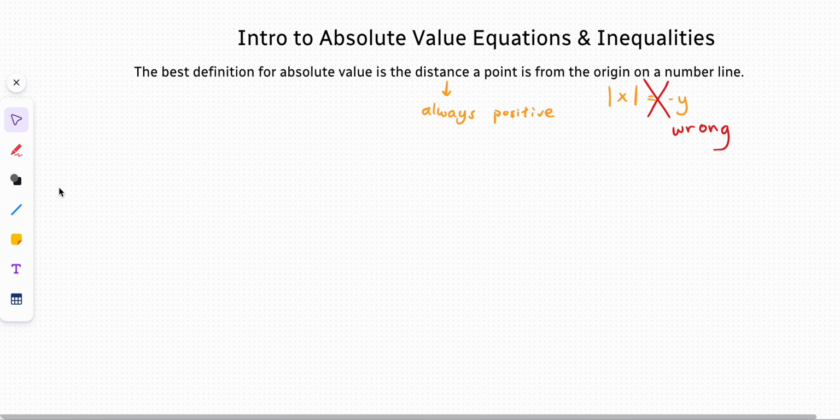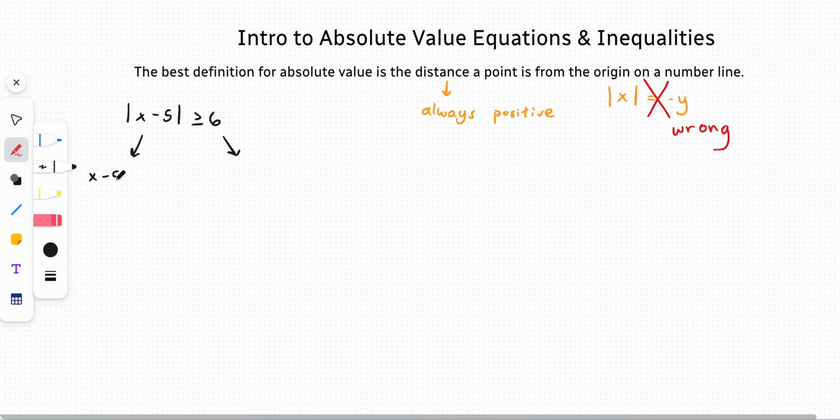Right, so let's employ this rule in the next example. Let's say we have to solve for x, given the absolute value of x minus 5 is greater than or equal to 6. Using our rule, we have two possible outcomes for our two ranges. We have x minus 5 is greater than or equal to 6, or we have x minus 5 is less than or equal to negative 6, like a negative a.